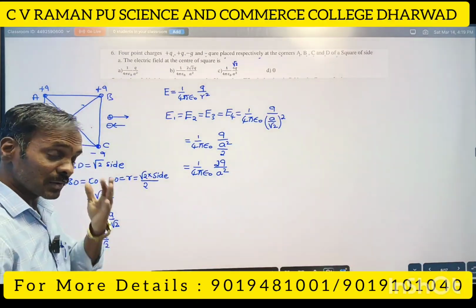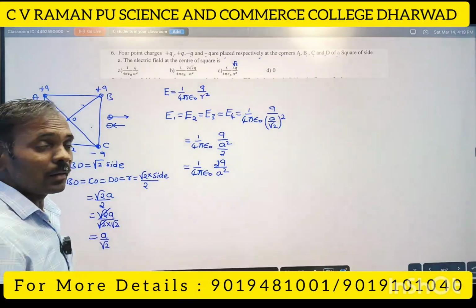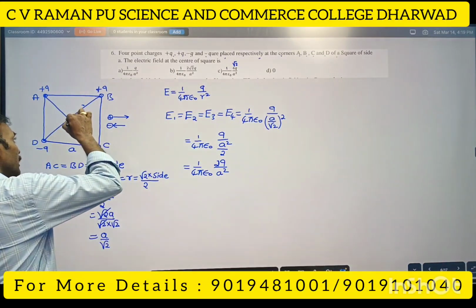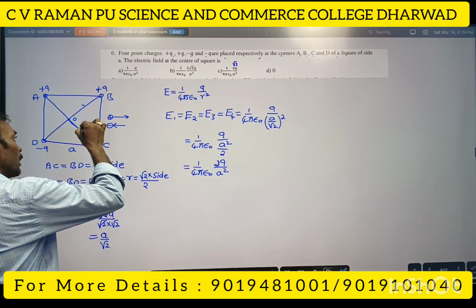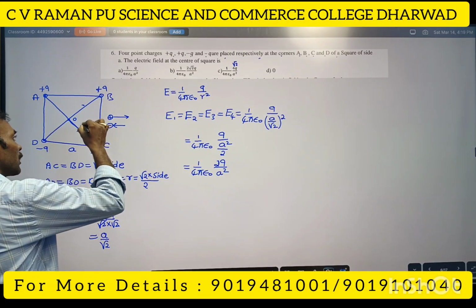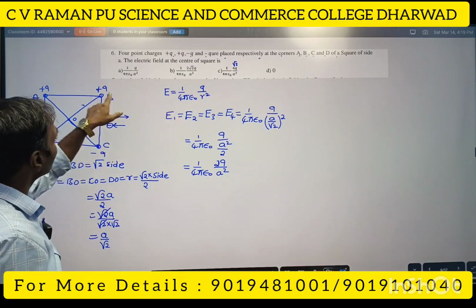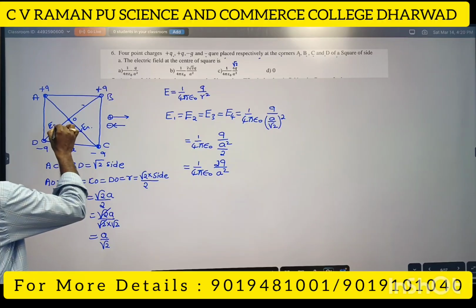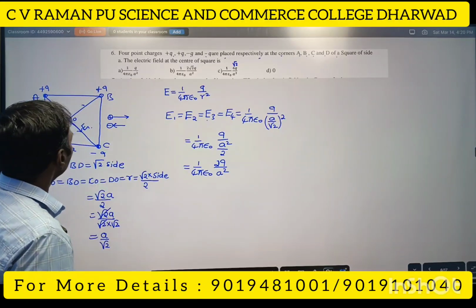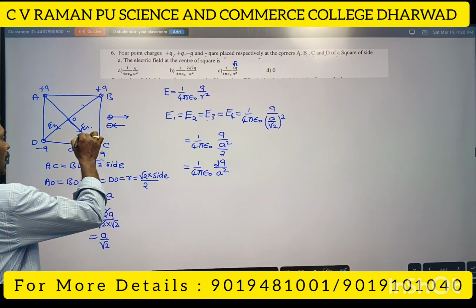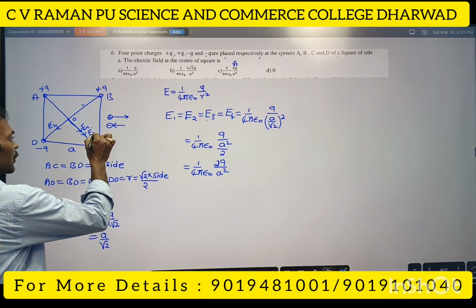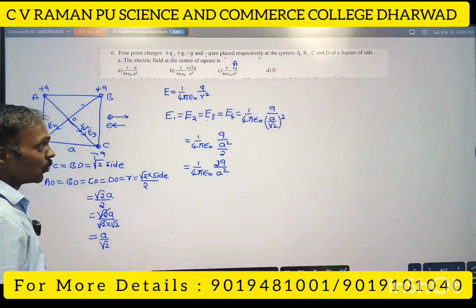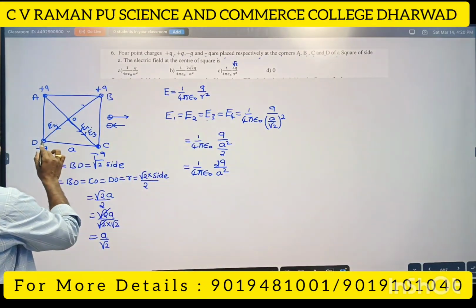Now let us see the directions of E1 and E2, E3 and E4. E1 is because of what? Positive charge, so which is directed radially outward. So here this is E1. E2 is also because of positive charge, directed outward. And E3 is because of negative charge, radially inward. Because negative charge, electric field due to negative charge, radially inward. And E4 is also because of negative charge.